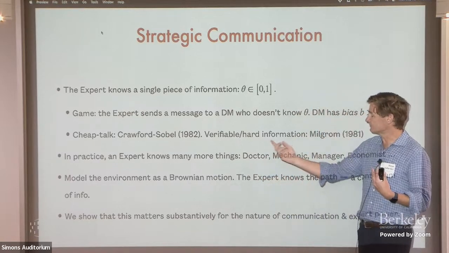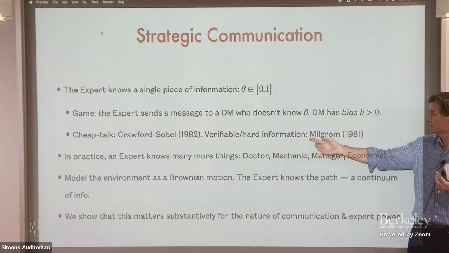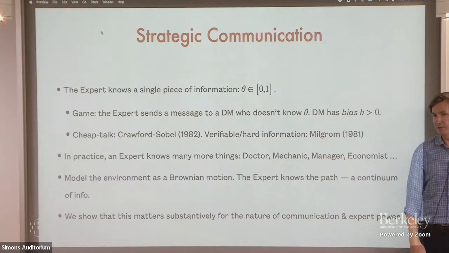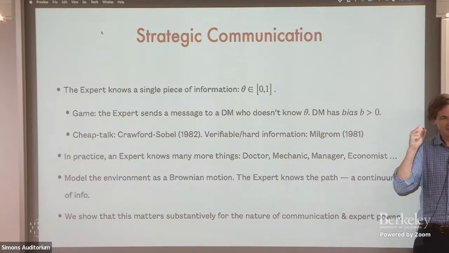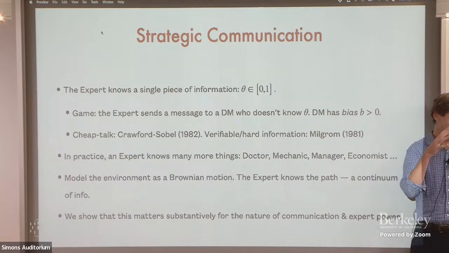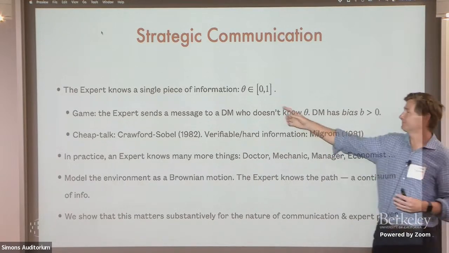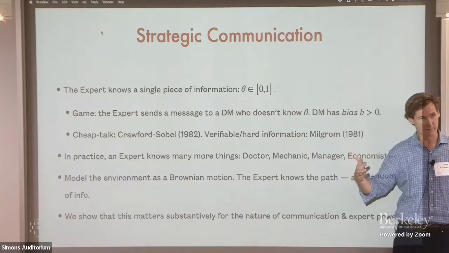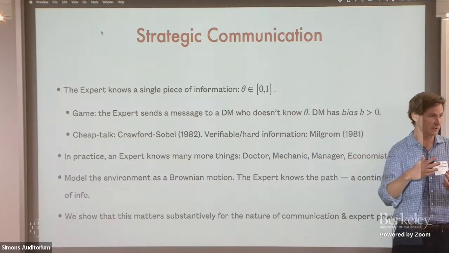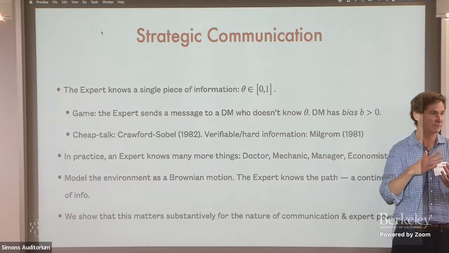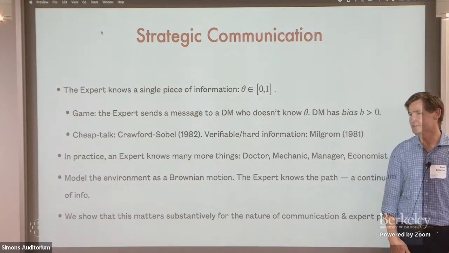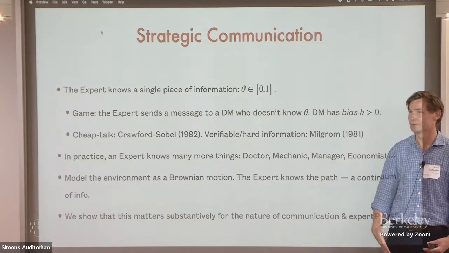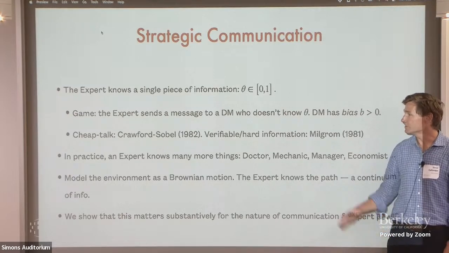The second literature from around pretty much the same time is about verifiable or hard information, where the expert can't lie. She doesn't have to tell you the whole truth, but she has to tell you something that's not untrue. All right, so for example, if theta is equal to a half, she could say theta is somewhere between 1/4 and 3/4. Now that's not a lie, but it's not telling you everything. Right, that's the verifiable information case. The idea is you could go to court and a judge could just tell you whether she was lying or not. Right, so these are two classic literatures.